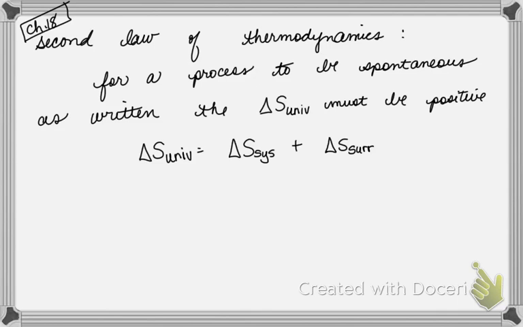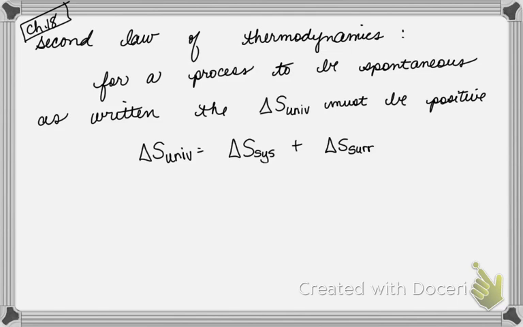The second law of thermodynamics states that for a process to be spontaneous as written, meaning in the forward direction, where the reactants are on the left and products are on the right, the delta S of the universe must be positive. The way we calculate the delta S of the universe is the sum of the delta S of the system and the delta S of the surroundings. And the system is going to be the delta S of your reaction.